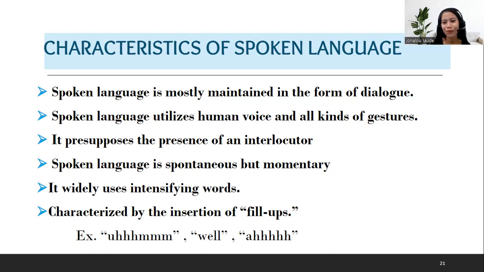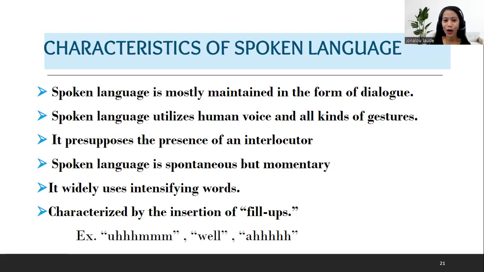Okay, so we cannot avoid that, especially if you're talking in front of a lot of people, or if you keep on talking, sometimes we cannot avoid it, and we sometimes forget what we are going to say, right? So that is a classic characteristic of spoken language, we cannot avoid it. But in written language, class, there are no fill-ups.